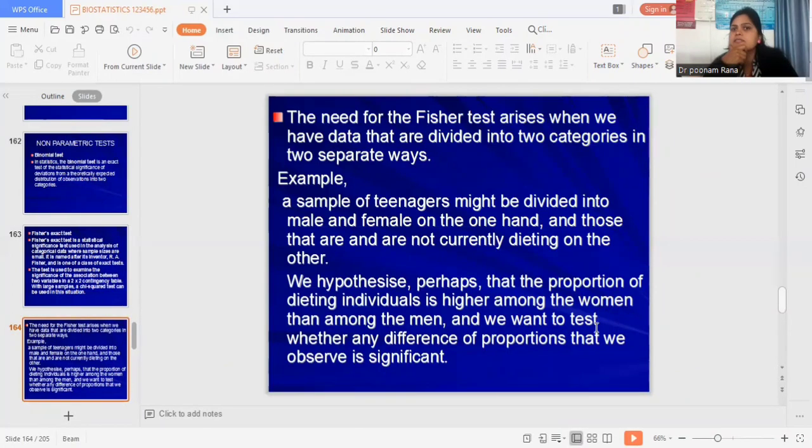The need for the Fisher test arises when we have data divided into two categories in two separate ways. For example, a sample of teenagers might be divided into male and female on the one hand, and those that are not currently dating on the other. So we hypothesize perhaps that the proportion of dating individuals is higher among the women than among the men. And we want to test whether any difference of proportion that we observe is significant or not.